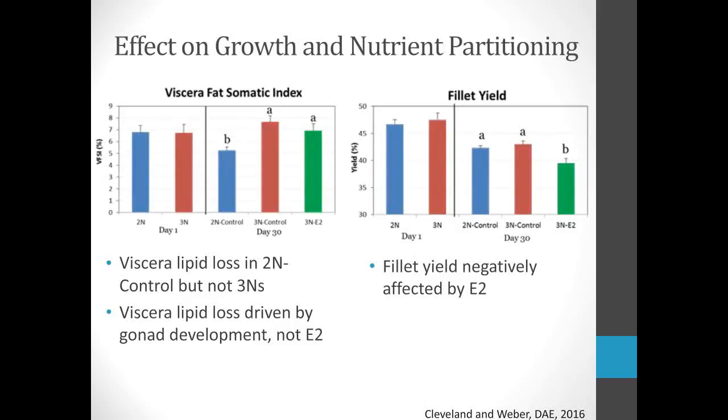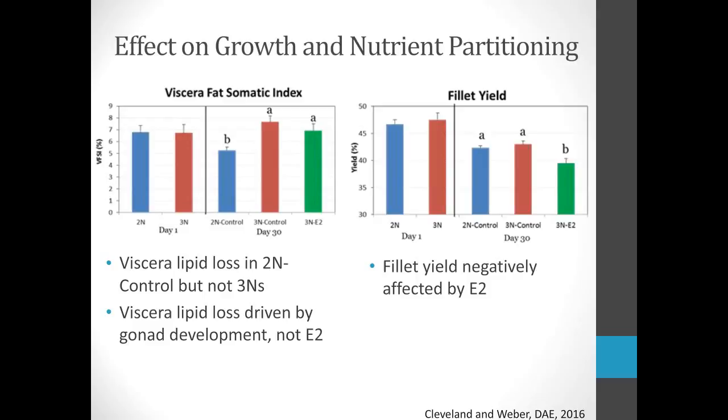So this first data set indicates how treatments affected the amount of visceral fat as a percent of body weight on the left and fillet yield on the right. At the beginning of the study, there were no differences in visceral fat content between the diploid and triploids, but after 30 days, the maturing diploids exhibited a lower visceral fat index. But estradiol itself in the triploids did not affect visceral fat content.